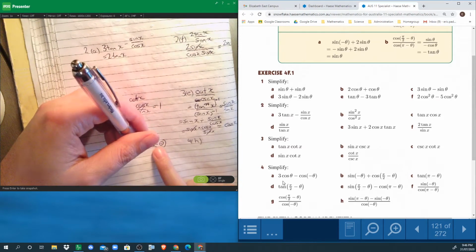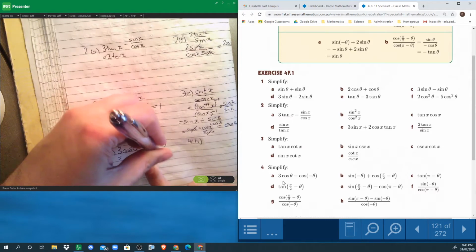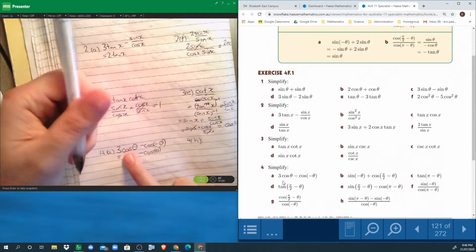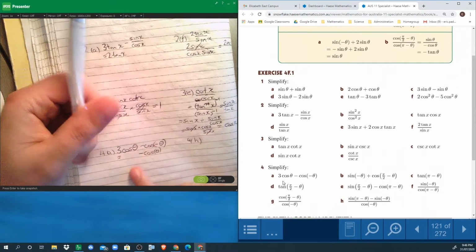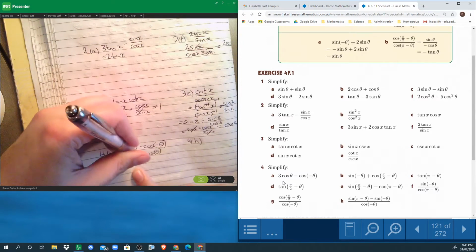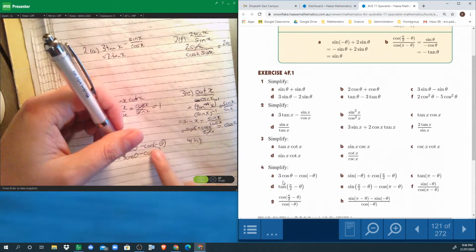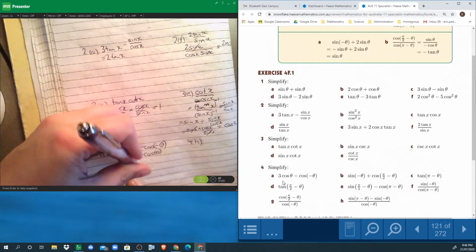I remember this one. Cosine is even, so there is no sign change outside. You can write it back there. So when you're reducing, you need to have cosine of the same angle, so you can't just minus them like that. Although in this case it does work, but that's specifically because cosine is an even function, and cosine of minus theta equals cosine theta. So 2 cosine theta.